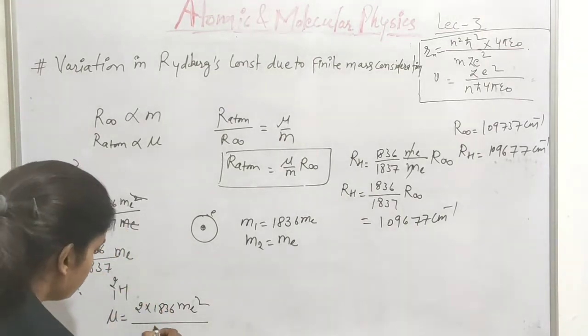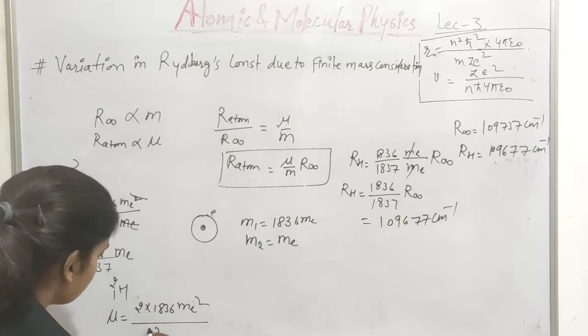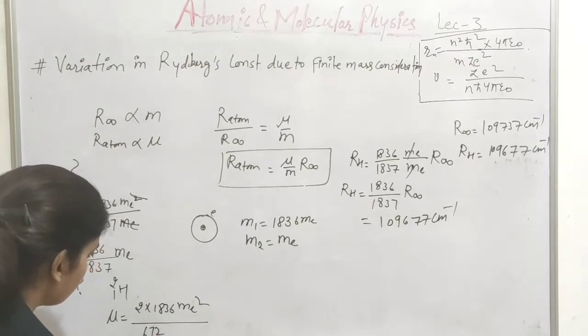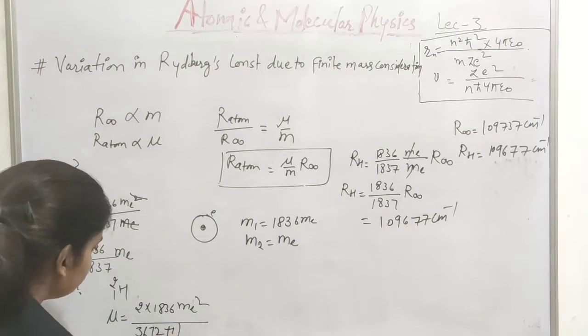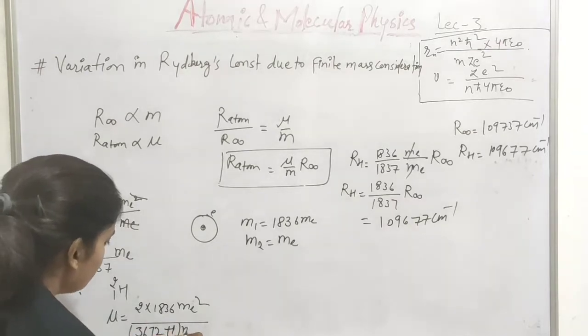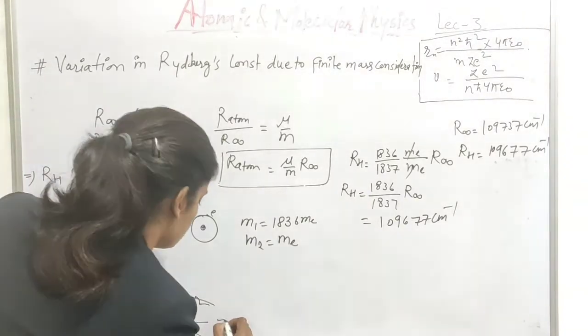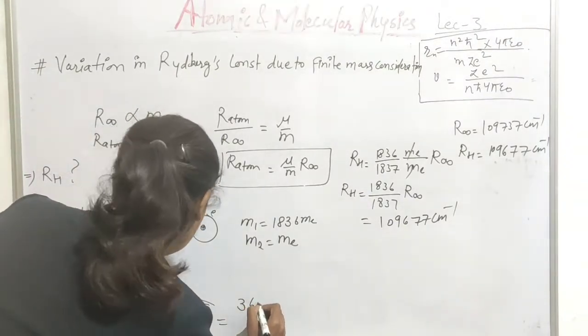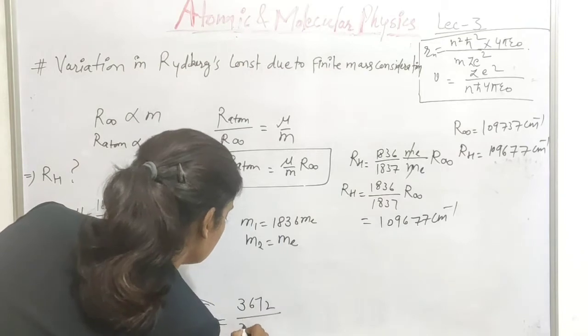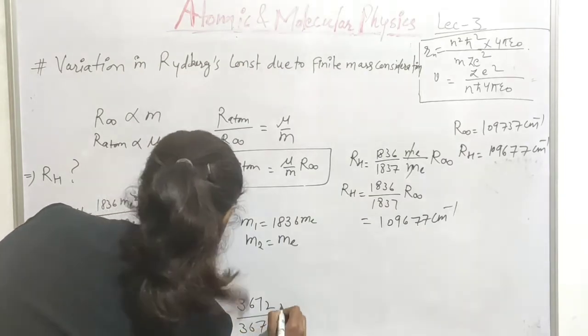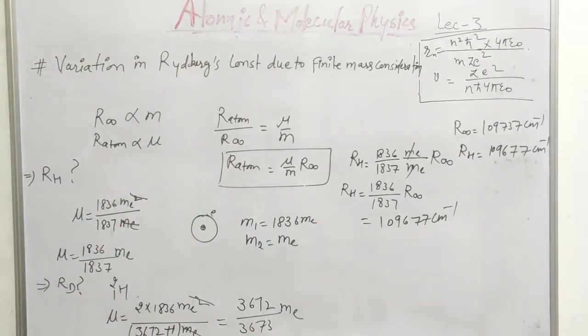So this will come out to be 2m into m over (2m plus 1 into mass of electron). Mass of electron cancels. So we will have 3672 or 3673 times mass of electron. So this is the value of reduced mass in case of deuterium atom.